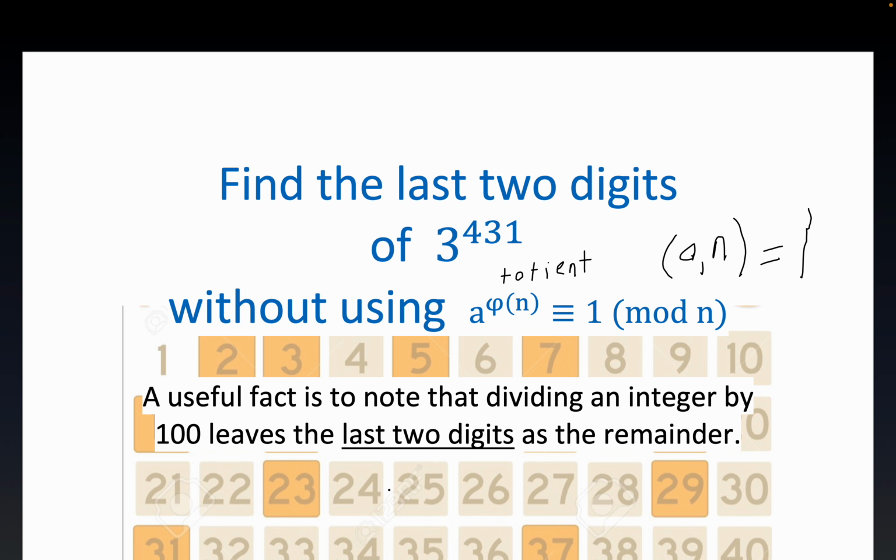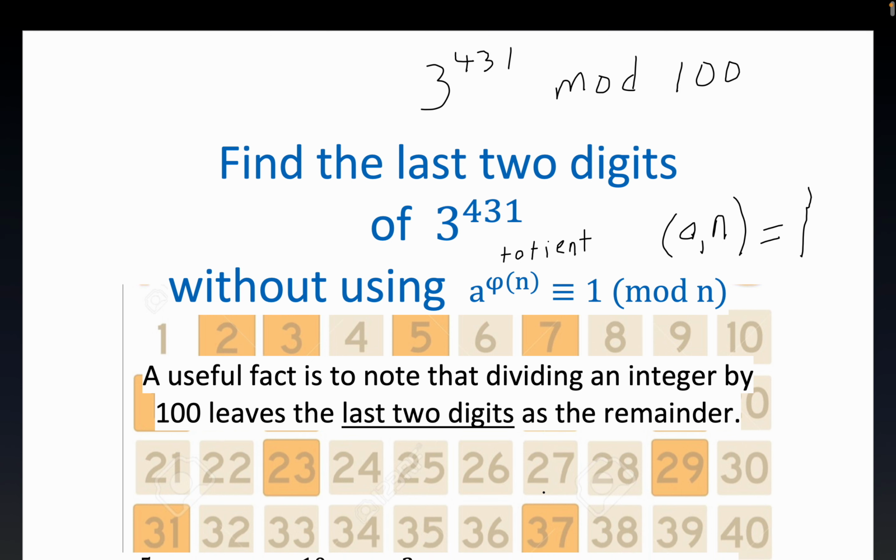Now, the approach that we're going to adopt right here is we're going to look at 3 to the 431 mod 100. We're going to try to reduce this exponential modulo 100. Now, I think a lot of you know why that's the case. If you divide a number by 100, the remainder is always going to be the last two digits of that number. For example, 123 divided by 100 leaves 23 as the remainder, and 23 are the last two digits of 123.